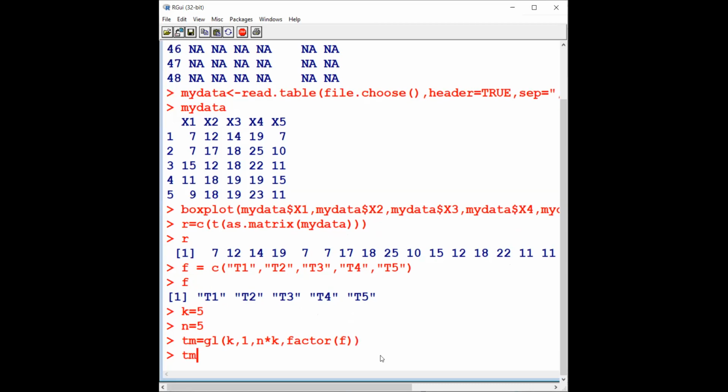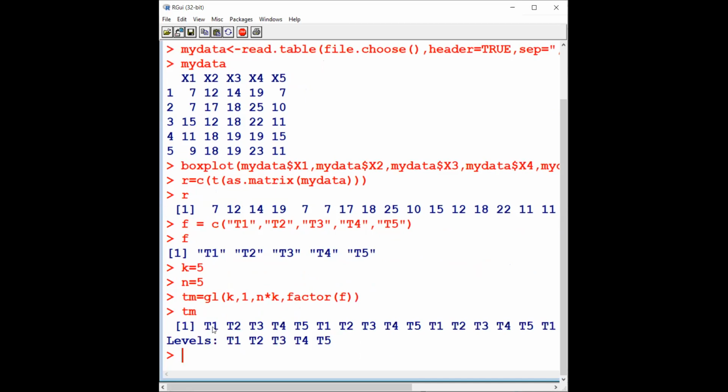So if you just call this TM, you will see they have used T1, T2, T3, T4, T5. Likewise, they have repeated this 5 times. That's what we do here. Now we can run the ANOVA using this design.